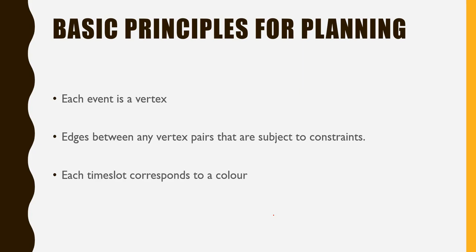So when you plan your own, here are some basic principles for planning using graph coloring that you should remember. Remember that each event is represented by a vertex, and that any constraints, any possible contentions between any event or vertex will be represented by an edge between these 2 events, and that each time slot corresponds to a certain color. So, you're on your way to creating more systemic planning with graph coloring.